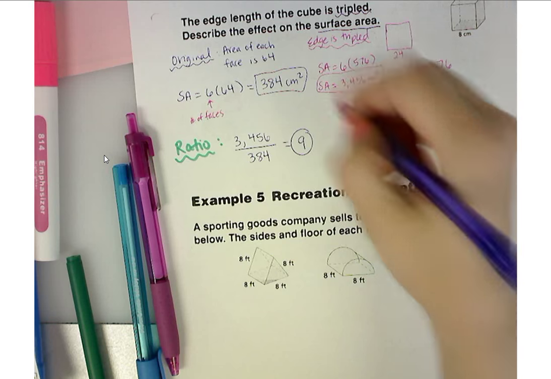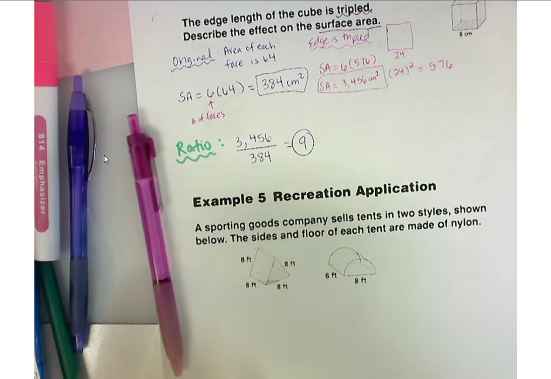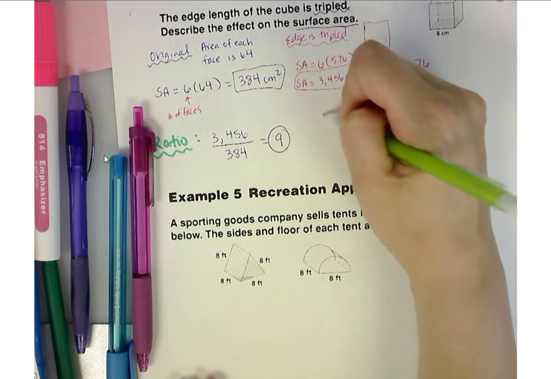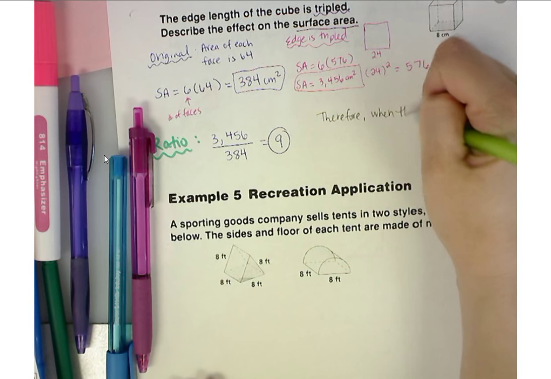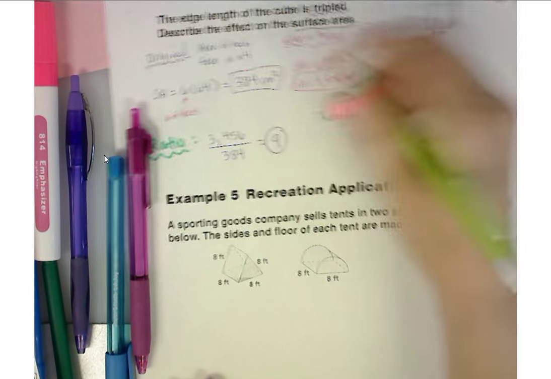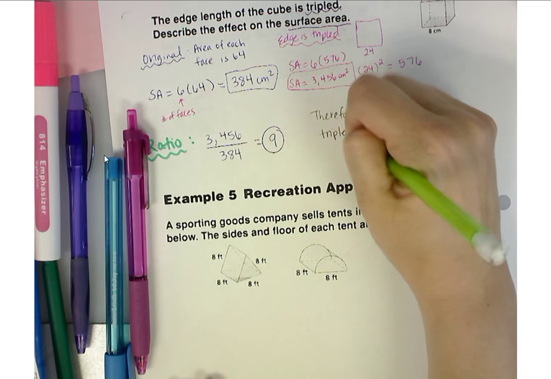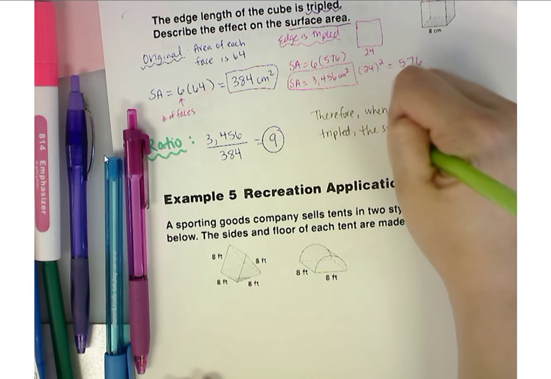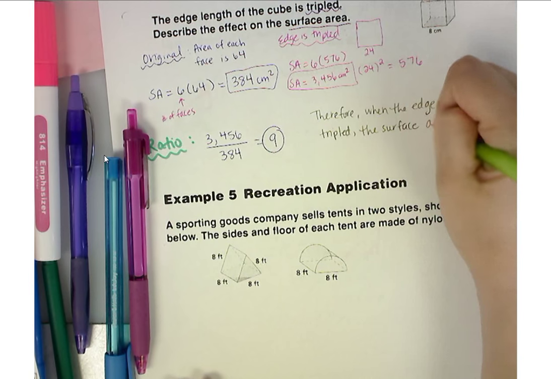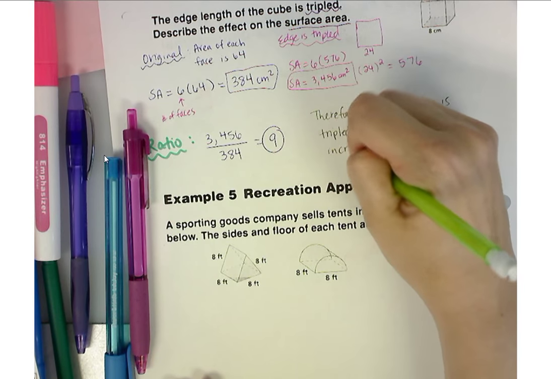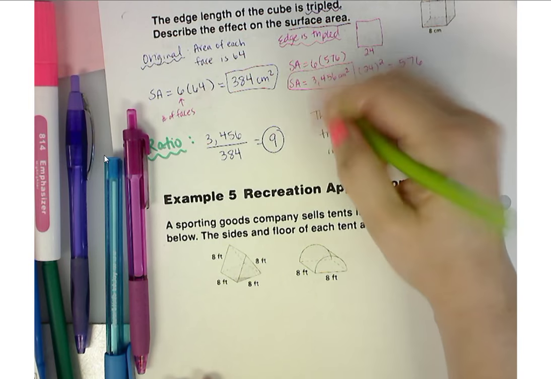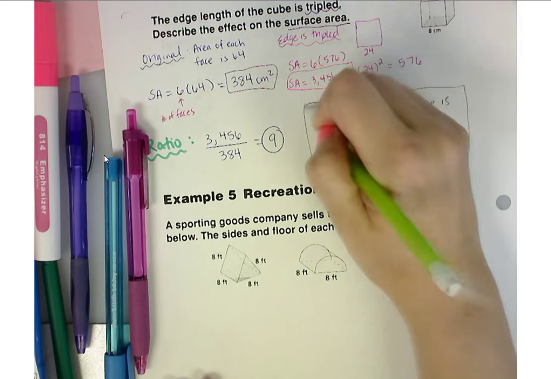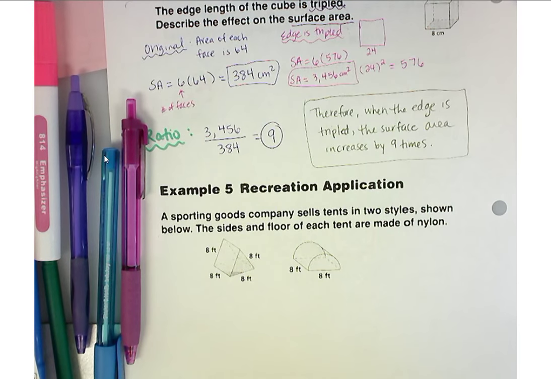Okay, so we're going to just write a statement. Say, therefore, when the edge is tripled, the surface area increases by 9 times. Okay, so when the edge is tripled, the surface area is going to increase by 9 times.